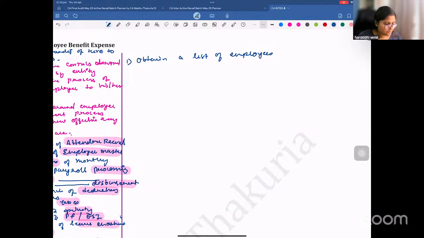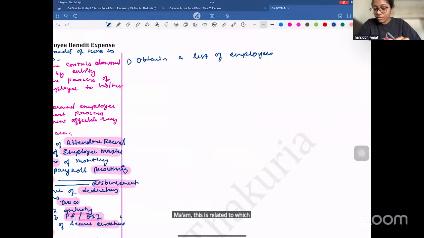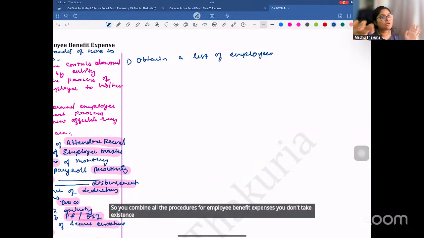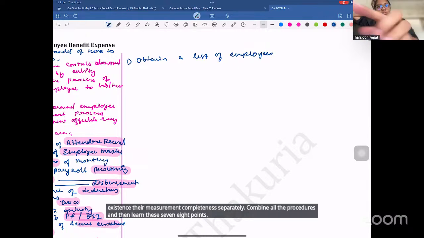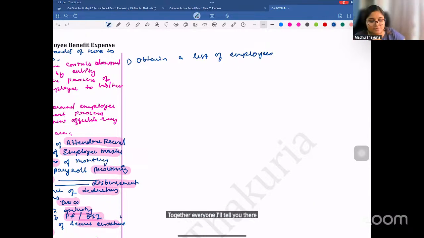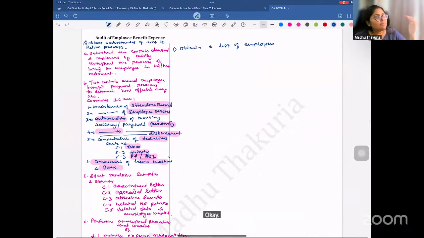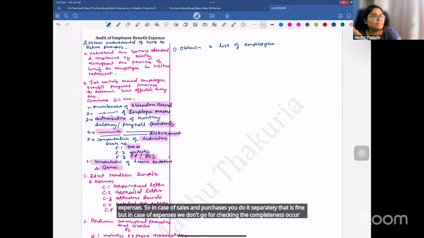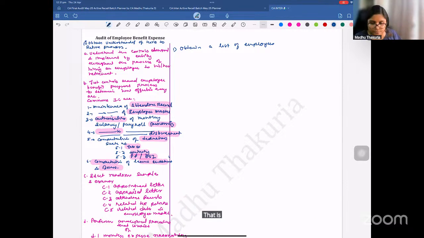Ma'am, this is related to which assertion, like occurrence? So you combine all the procedures for employee benefit expenses. You don't check existence, measurement, completeness separately. Combine all the procedures and then learn these 7-8 points together, everyone. There is a reason why I say this for every expense. In case of sales and purchases, you do it separately, that is fine. But in case of expenses, we don't go for checking the completeness, occurrence, measurement separately. We check everything in a single process itself. That is the S2R process that we do, right?